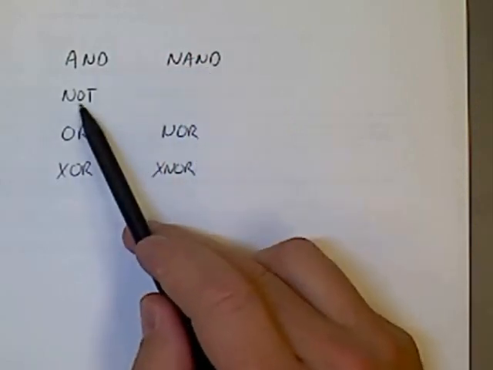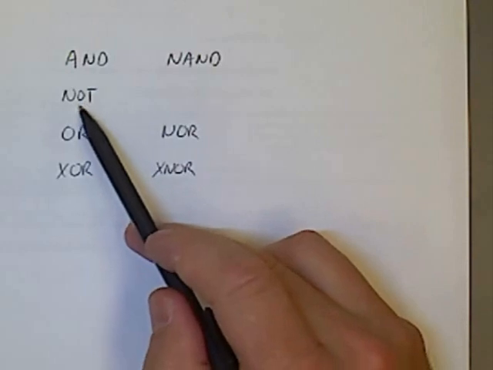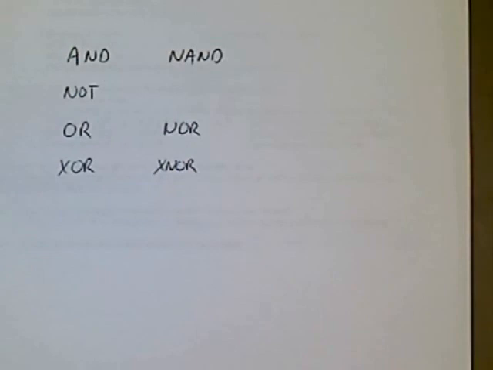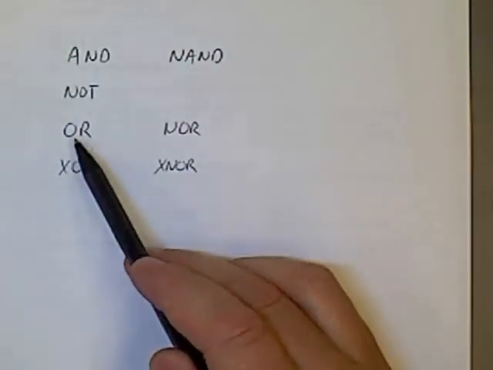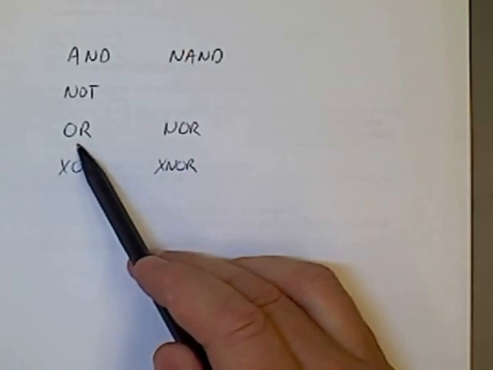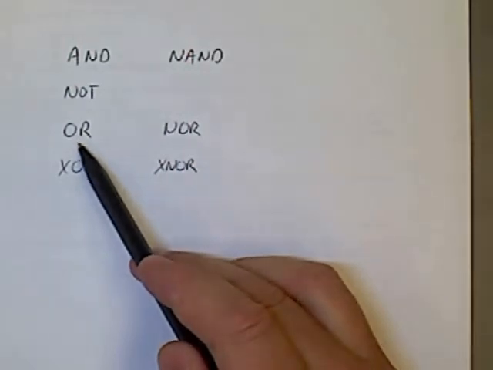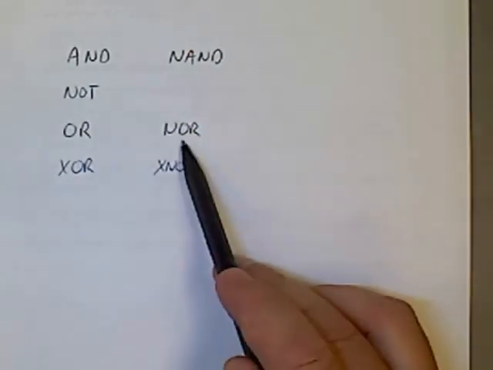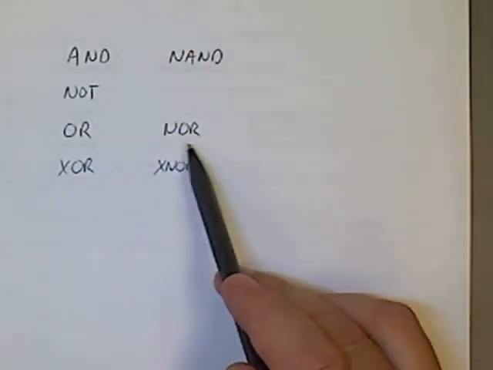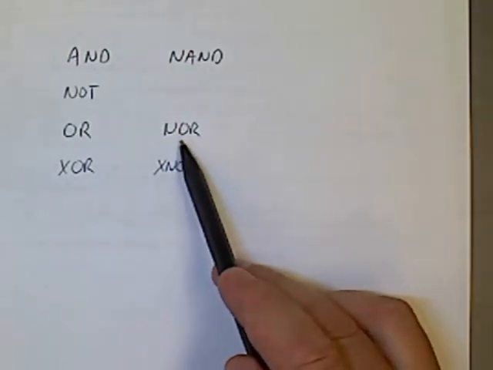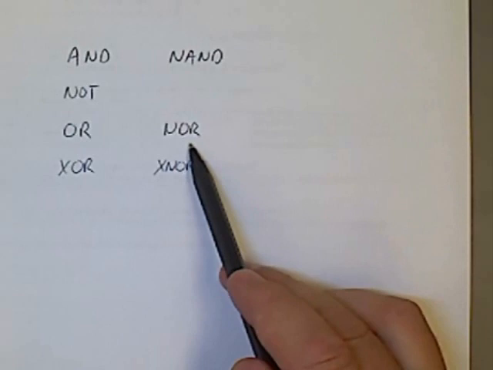The NOT gate just changes the output from the input. So if the input is 1, the output is not 1, so it's going to be 0. Likewise. The OR gate, if both inputs are 0, the output is 0. But if one or both of the inputs is 1, then the output is high, or 1. The NOR is the inverted OR gate, so if both inputs are 0, the output is 1. Otherwise, the output is 0.